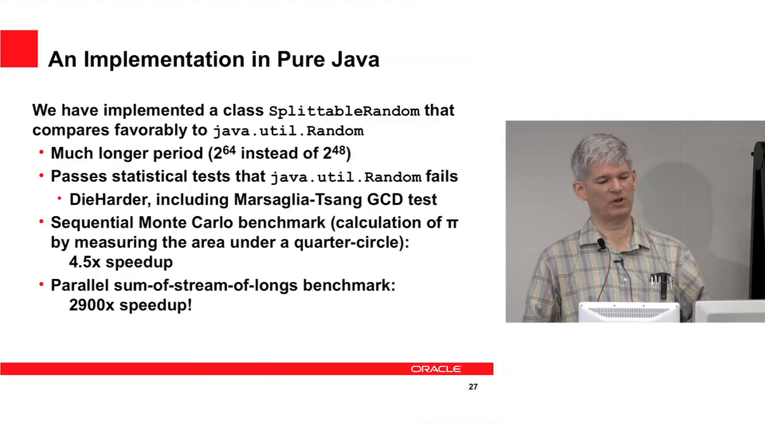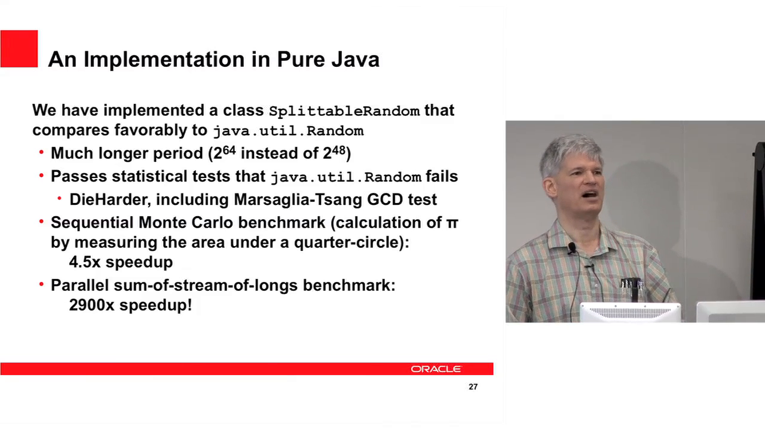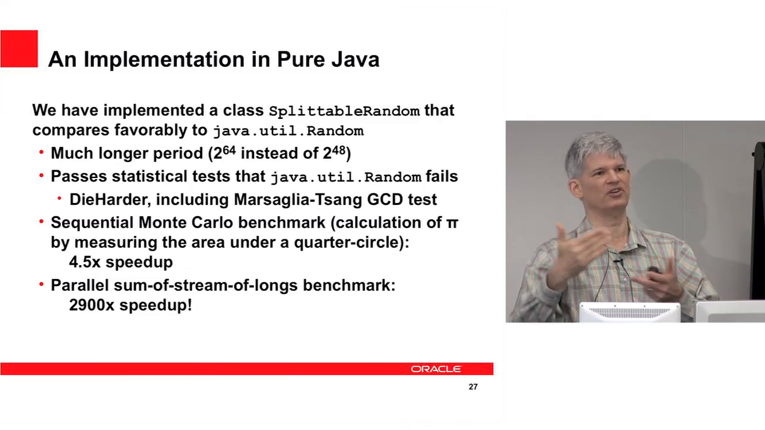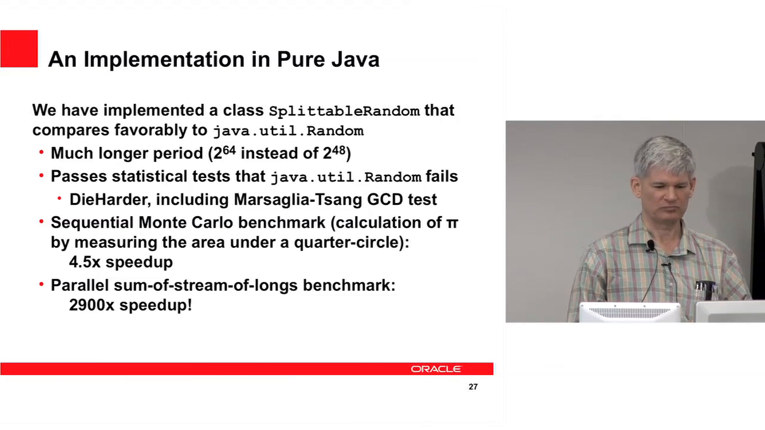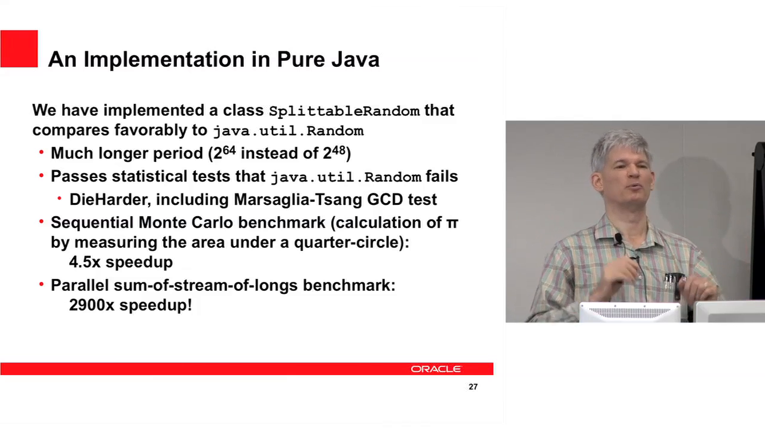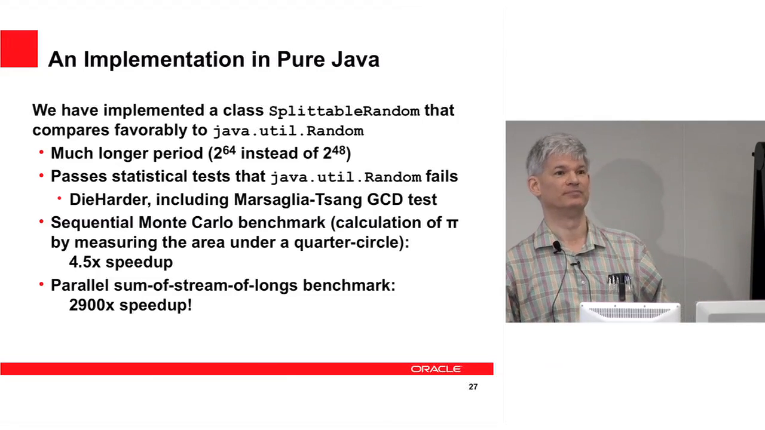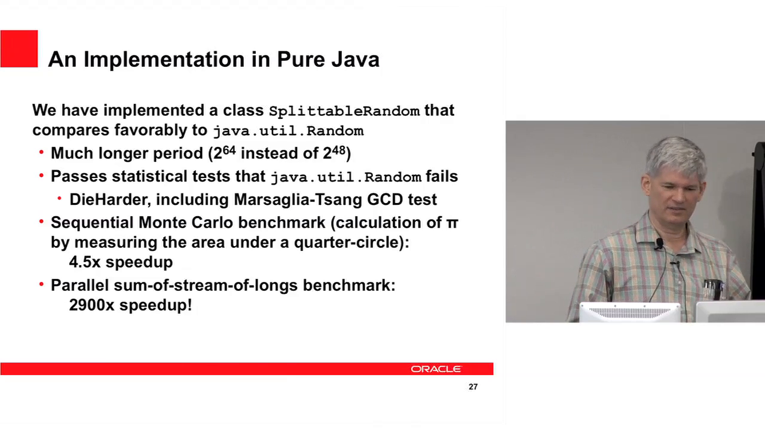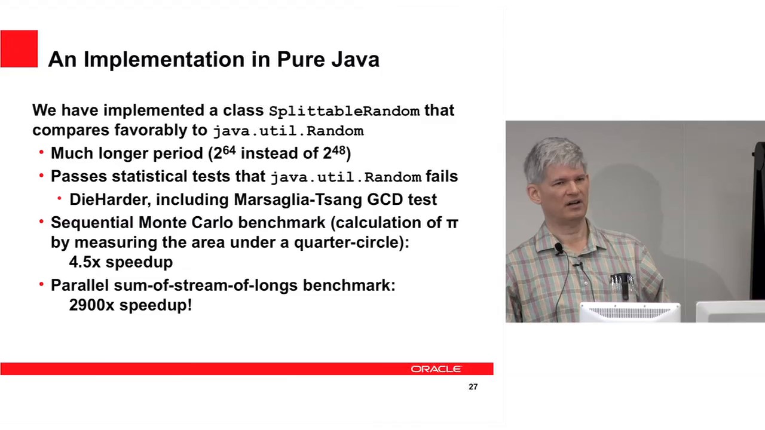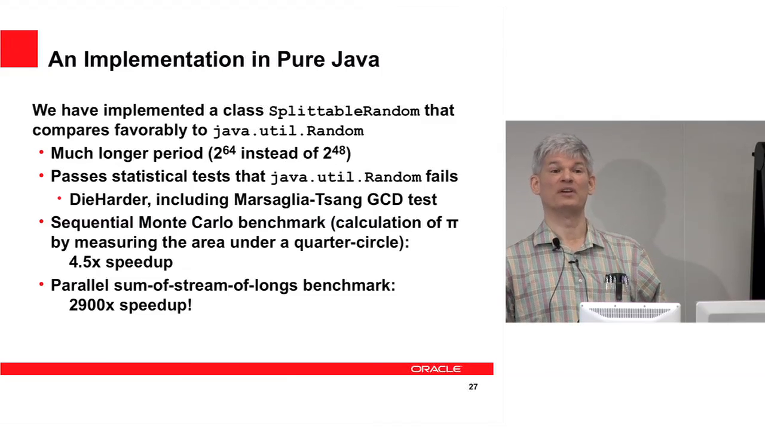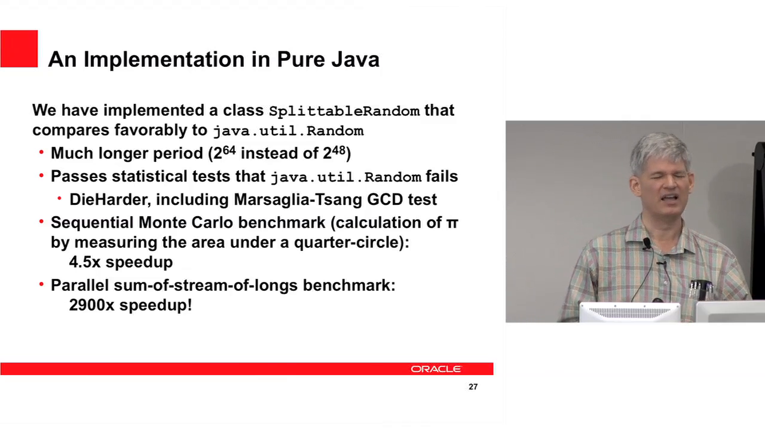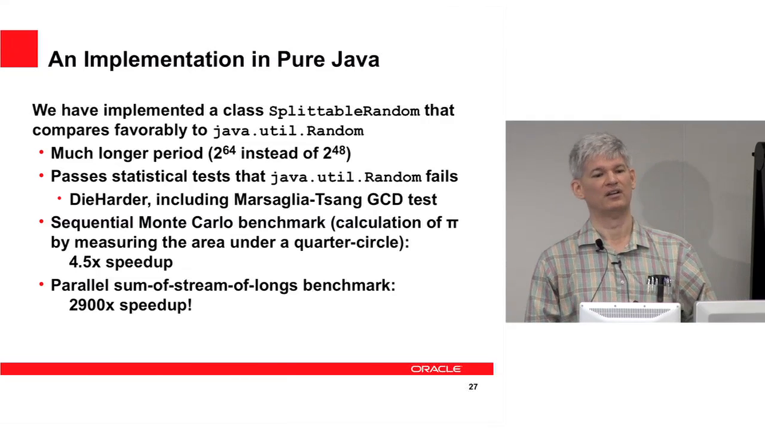I made a very trivial sequential Monte Carlo benchmark, just calculating pi by throwing darts at a square and seeing how many of them fall under the edge of the quarter circle, and the ratio tells you what pi over 4 is. And we ran this benchmark using Random and SplittableRandom, and the SplittableRandom version was 4.5 times as fast. Now, the amount of arithmetic they're doing is actually quite comparable. I think what's going on is that java.util.Random is thread safe. So every call is synchronized. There's some synchronization going on there. I think that synchronization overhead is what's killing it.